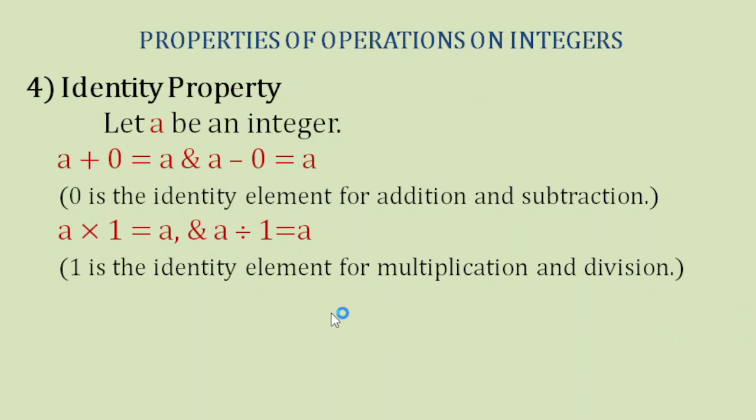Now we have here the illustrations. 5 plus 0 is still equal to 5. And 5 minus 0 is still equal to 5. And then 5 times 1 is still equal to 5. And 5 divided by 1 is still equal to 5.